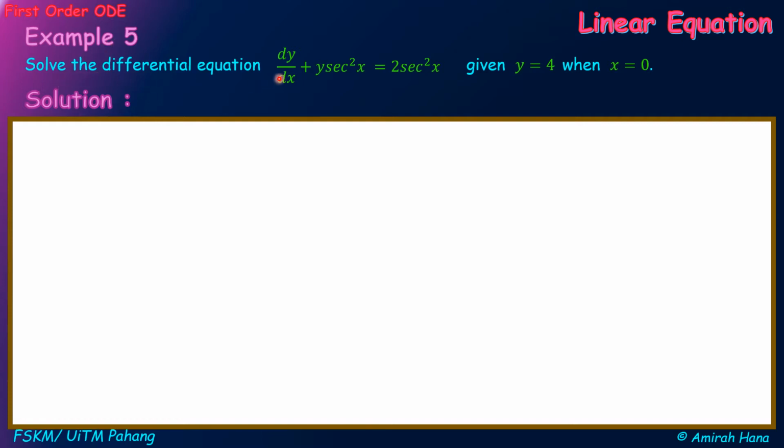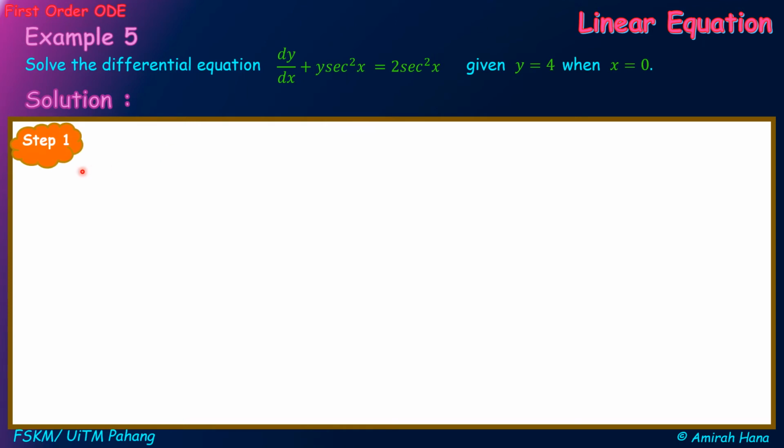In this video, we will continue with example 5 under linear equation for first order ODE. Solve the differential equation dy/dx + y sec²x = 2 sec²x, given y = 4 when x = 0. From the given question, we have a term containing y to the power of 1, and there is no term containing y in the other term. So this is a linear equation.